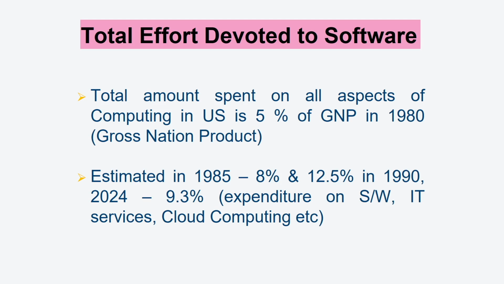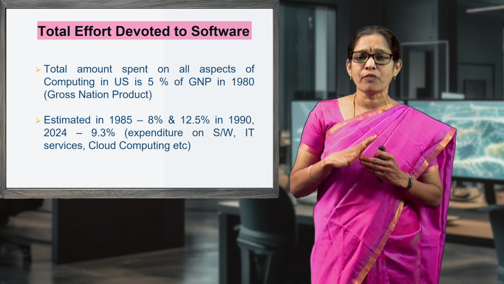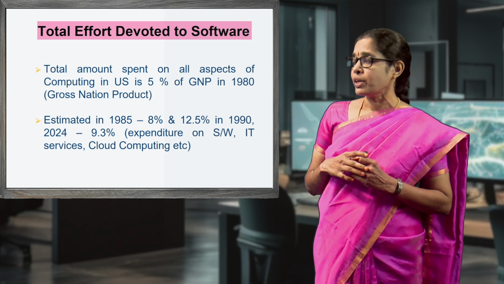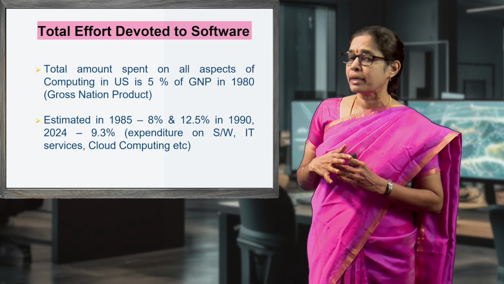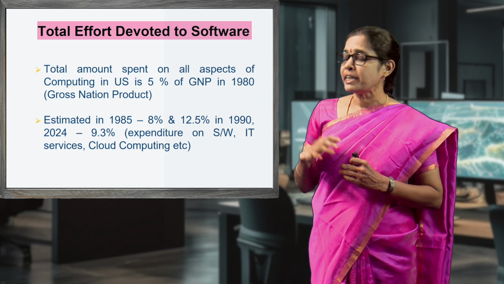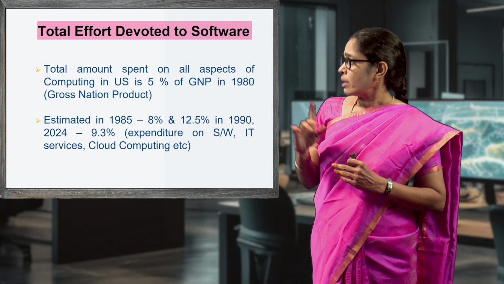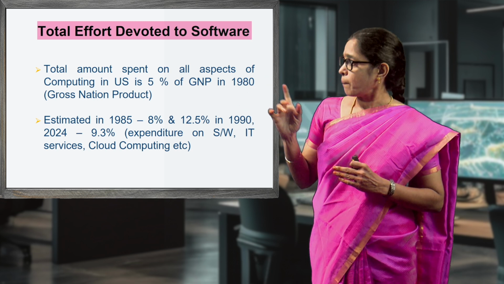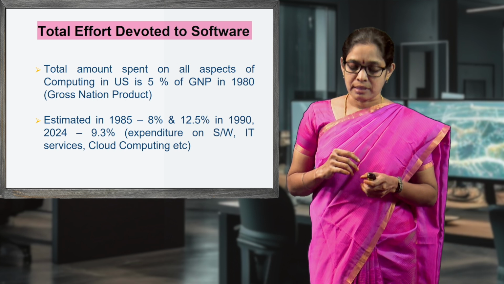In this topic, first let us see the initial stage. In the year 1980, the total amount spent on all aspects of computing in the US was 5% of GNP. Later it was estimated at 8% in 1985, then 12.5% in 1990. Now in 2024 it is 9.3%. It includes the expenditure on software, IT services, cloud computing, etc.